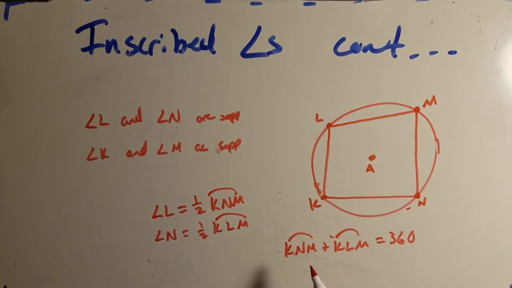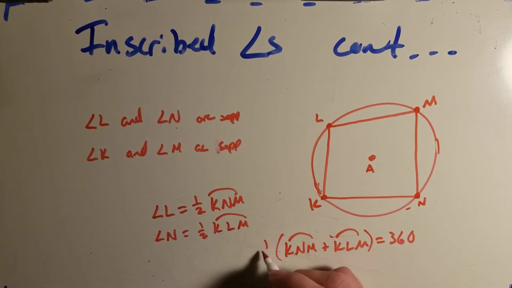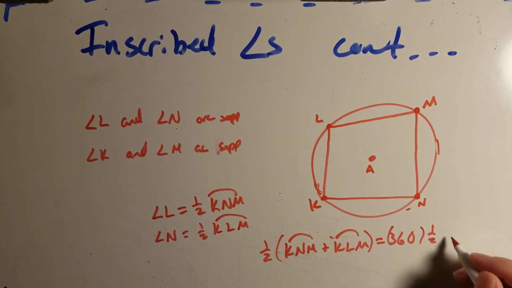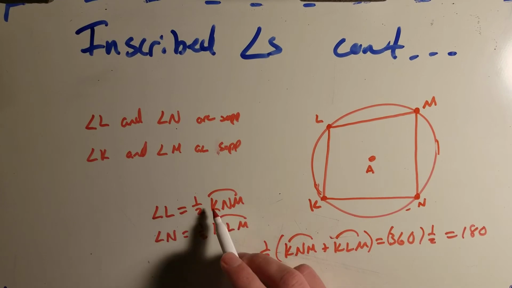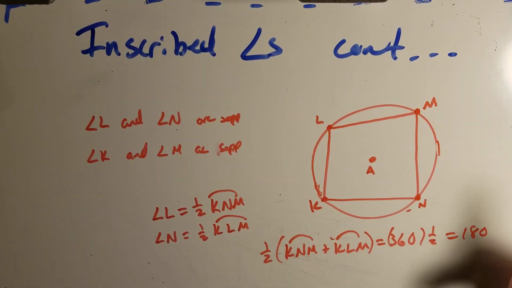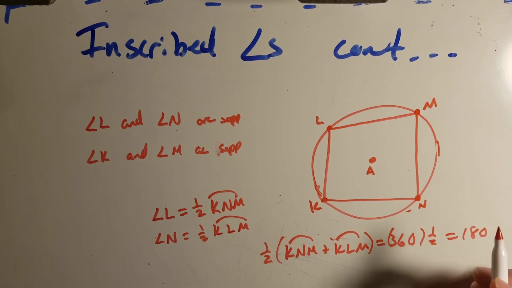But since you're taking half of them, you would be distributing a half through it, so you'd be taking half of this. So it'd be equal to 180 then. So that's where the 1/2, or the two opposite angles, are going to equal 180. They're going to be supplementary to each other. That's where that's coming from.